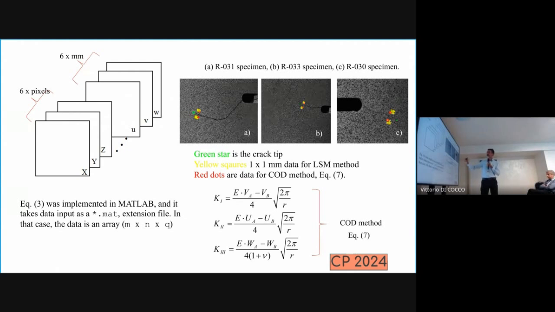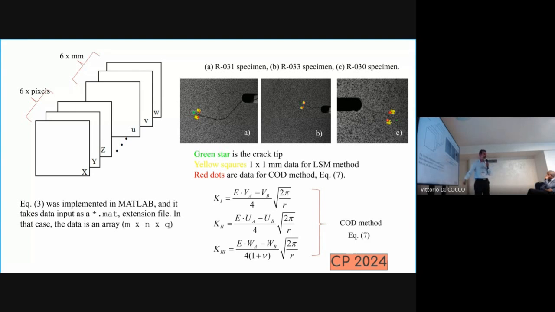Here, for example, is the sample with the 45 degrees out-of-phase loading. You have the crack here. The green star in all 3 cases is the crack tip location. The yellow square areas are the data we use for the over-deterministic method. And the red dots are the points, the data for the simplified COD method.